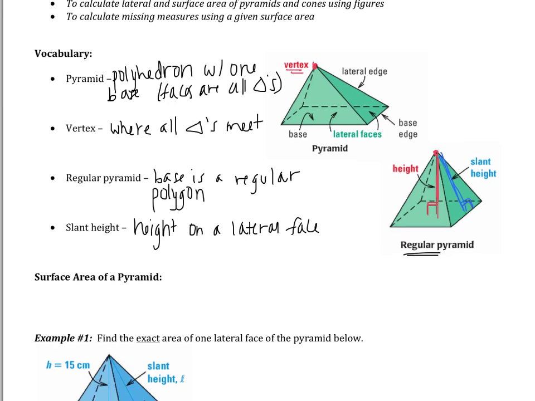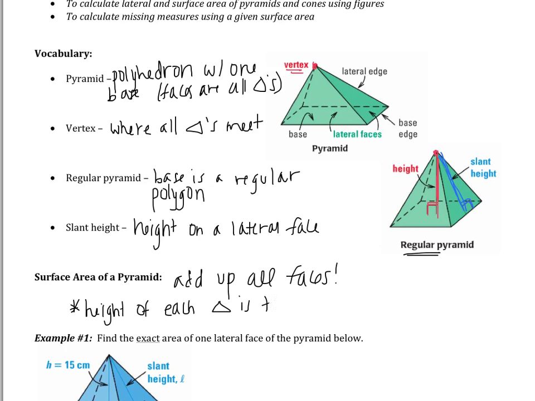So, surface area of a pyramid. Exactly the same as a prism, just add up all the faces. The areas of all the faces, that is. And just a note, the height of each triangle is the slant height. So that perpendicular height in red on the figure, we're not going to be using that today. We're going to be using the blue figure, or the blue height.